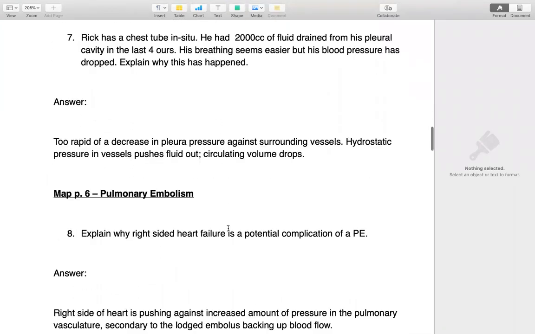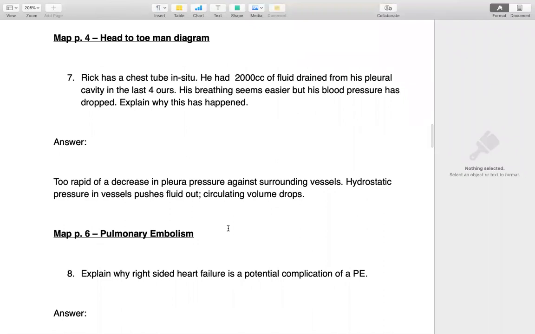All right, so we go to question number 6. Why is right-sided heart failure a potential with PE? The better way to ask that question is, why might we expect right-sided heart failure first? Because eventually we could get left-sided failure too, when the whole heart fails. But why right-sided failure?